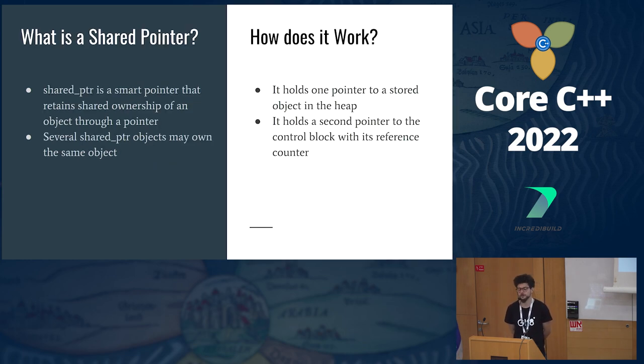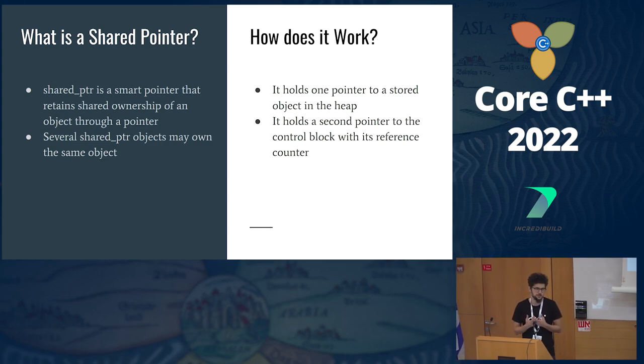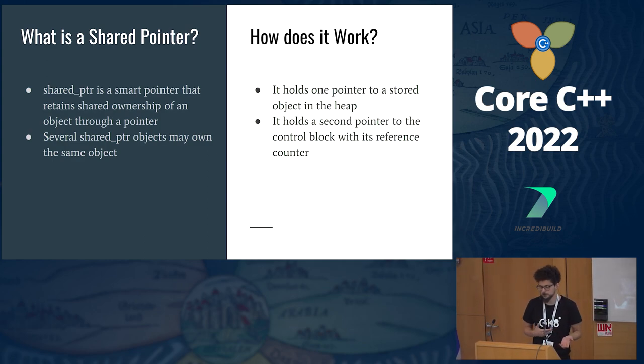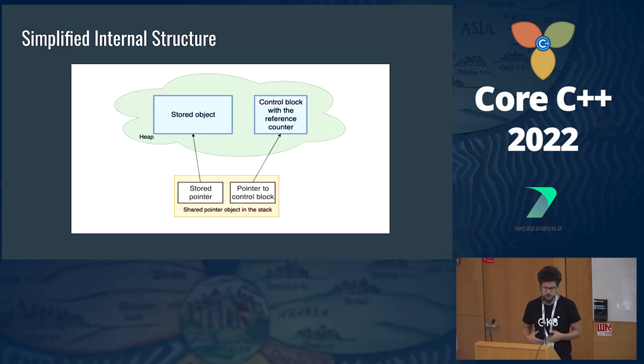So what is a shared pointer? A shared pointer is a smart pointer that retains ownership of an object through a pointer. Sounds good. Basically, it means that a few shared pointers may point to a single piece of memory, and they can somehow understand which of them needs to delete it and which doesn't. It works in the following way: you have one pointer to the object and another pointer to the so-called control block, which contains the reference counter. Over here, we can see how it looks. We have the stored object in the heap, and we have the control block with the reference counter. So we have these two nice pointers.